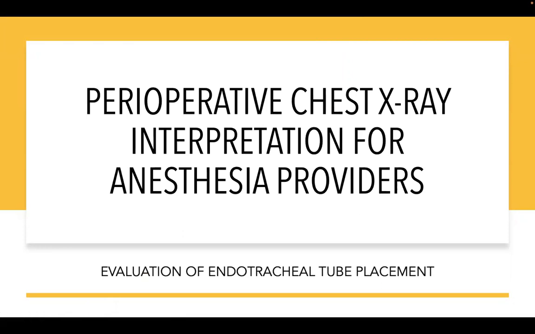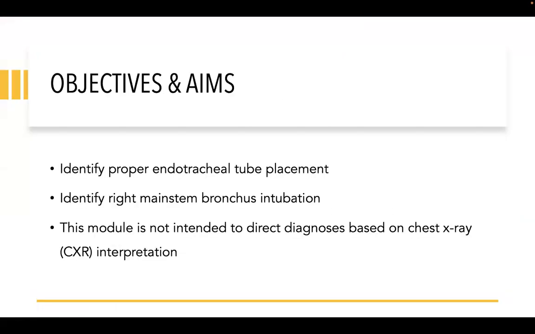Welcome to Perioperative Chest X-ray Interpretation for Anesthesia Providers, Module 2. In this module, we will evaluate endotracheal tube placement. The objectives and aims of this module include identifying proper endotracheal tube placement and identifying the right mainstem bronchus intubation. As a reminder, this module is not intended to direct diagnoses based on chest X-ray interpretation.